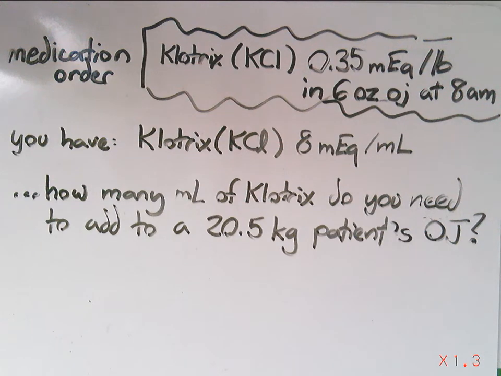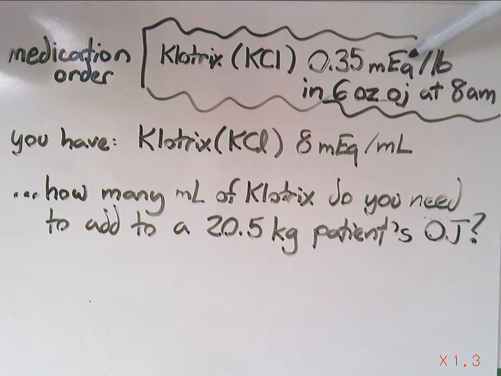All right, here's another medication order problem. You get a medication order. Patient is supposed to get Clotrix, which is a brand name for potassium chloride. And this is the dose. They're supposed to get 0.35 milliequivalents per pound of body weight. That's what that means. Now, what the heck is milliequivalents?